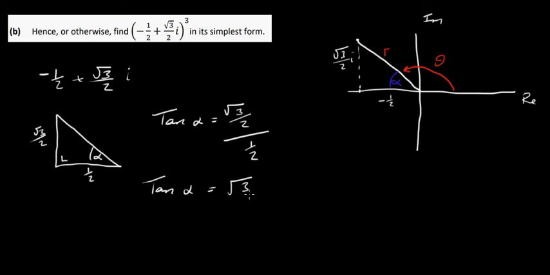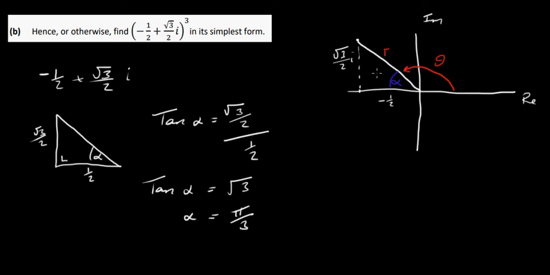And the tan inverse of √3, then you can look this up. This is one of your special angles, if you like. So you can look this up in your maths tables, and you'll find that it's pi/3. So alpha will be pi/3. So this angle here will be pi/3.